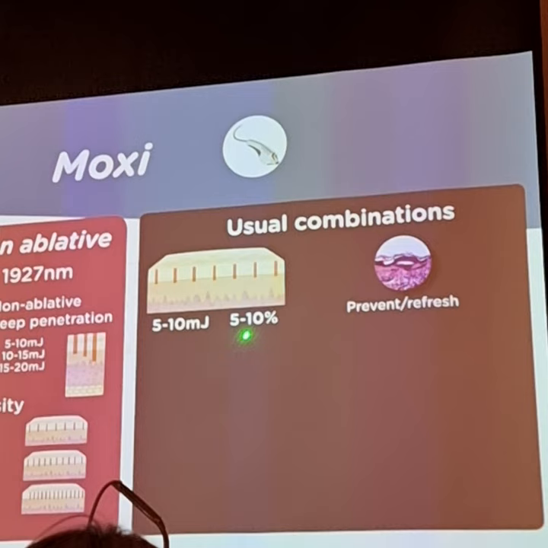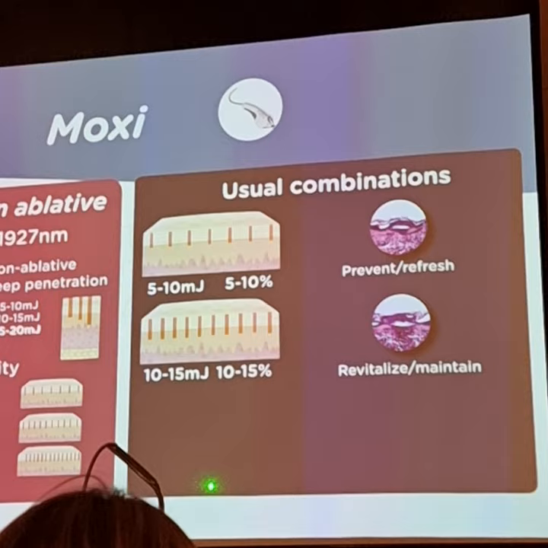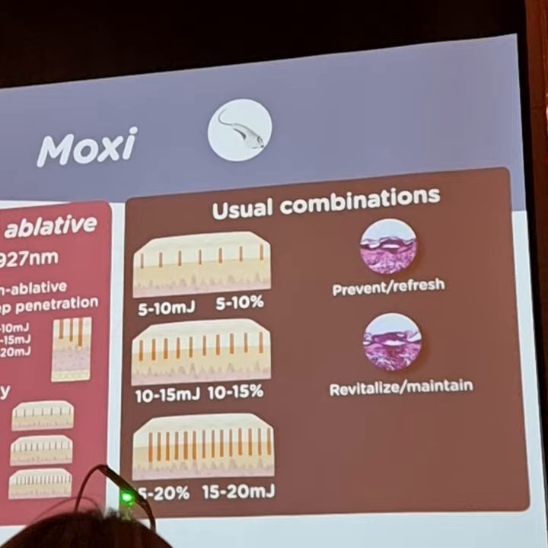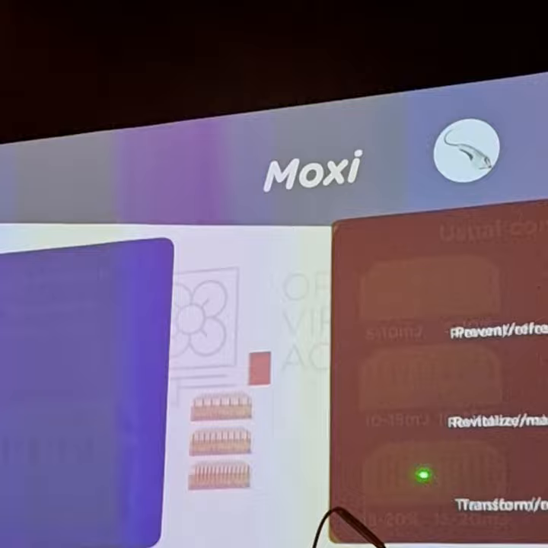We might use 10 to 15 millijoules, 10 to 15%, which is what we call the revitalize maintain program. And if you have more intense textural changes or scars, you go up to 15 to 20 millijoules with 15 to 20% coverage, which is the transform program. Okay, these are the three different options. You can play and do whatever you want, but this is how I classify the treatment when I use it.